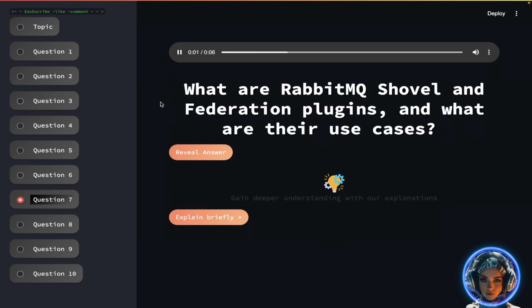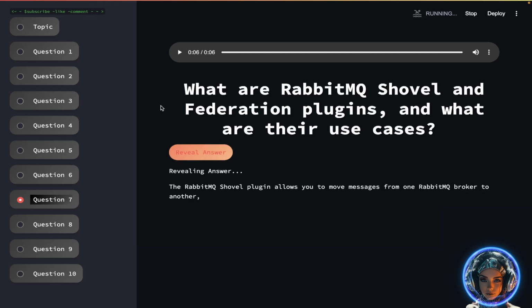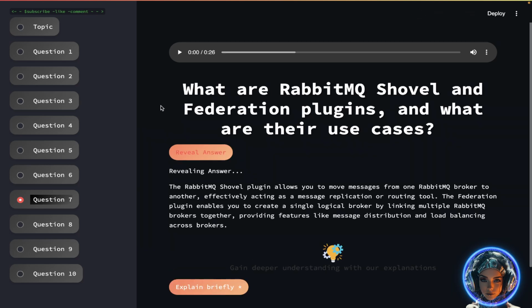What are RabbitMQ Shovel and Federation plugins, and what are their use cases? The RabbitMQ Shovel plugin allows you to move messages from one RabbitMQ broker to another, effectively acting as a message replication or routing tool. The Federation plugin enables you to create a single logical broker by linking multiple RabbitMQ brokers together, providing features like message distribution and load balancing across brokers.